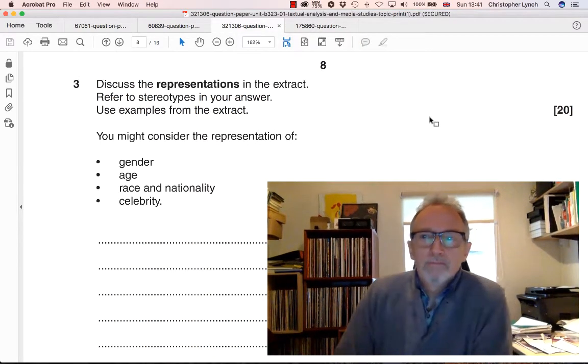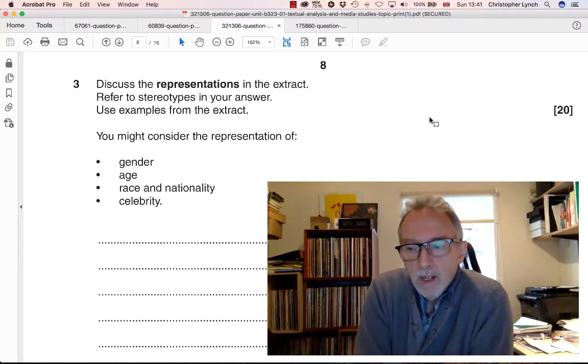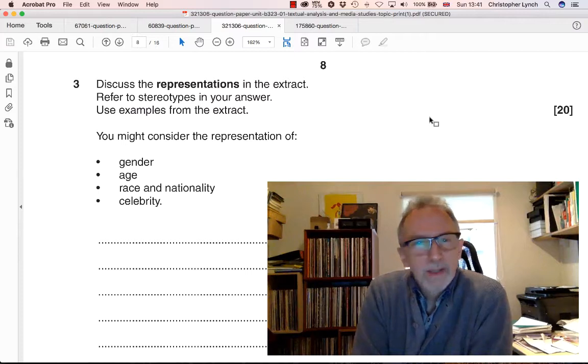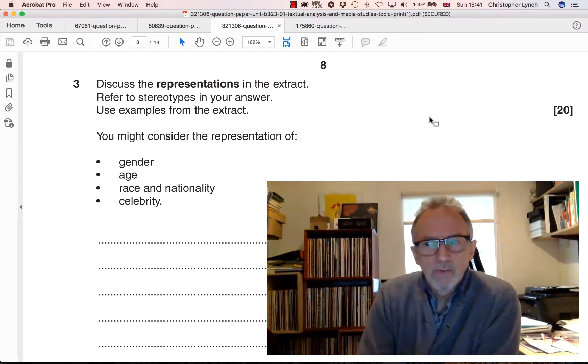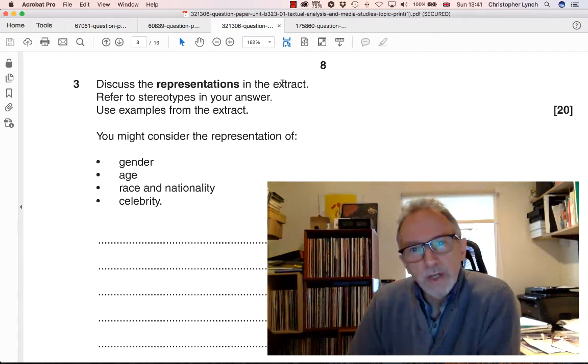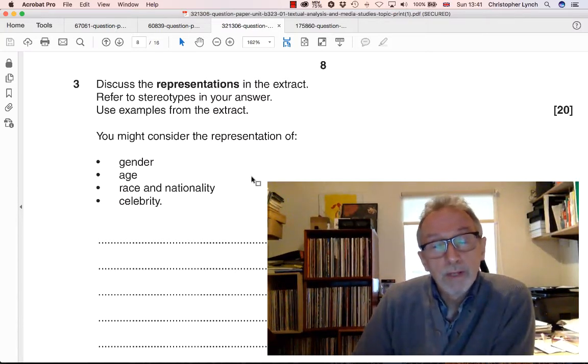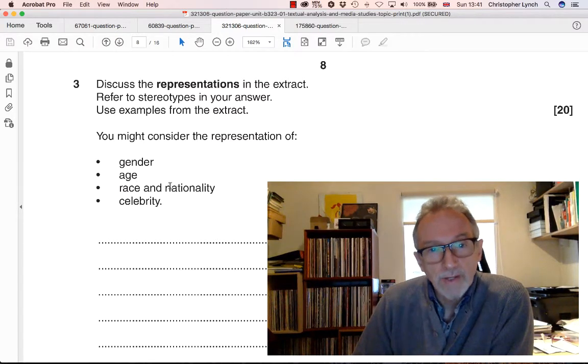And then in Friday's lesson, we looked at a copy of a piece that had Rihanna on the front cover. And it asked the question: discuss the representations in the extract. Refer to stereotypes in your answer again. And it gives you some little prompts. It says you might like to consider gender, age, race and nationality, and celebrity.